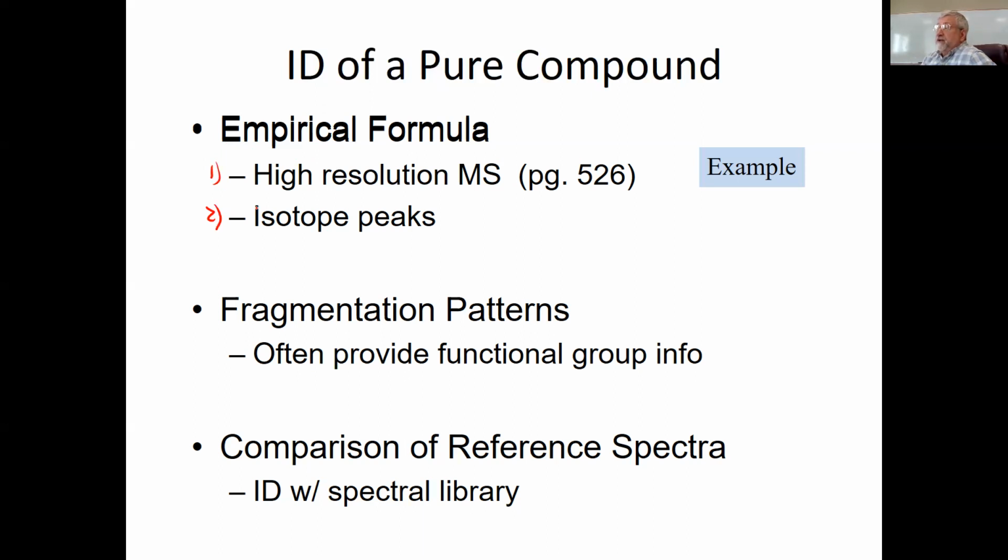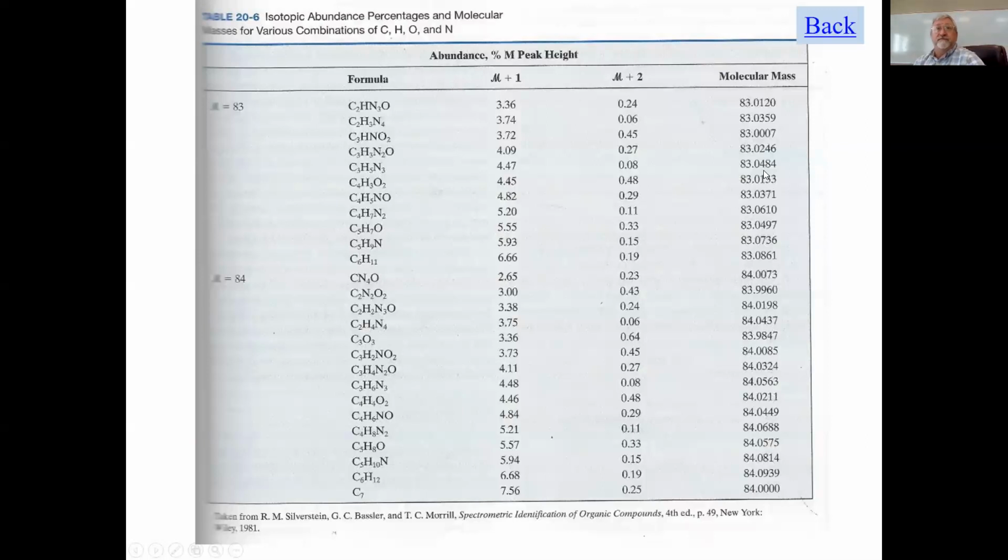We're going to spend most of our time looking at the isotope peaks, but if you had a table, if you have high resolution, those go to the 10,000 place in the molecular mass. And so if you have a high resolution instrument, you're going to be able to measure the molecular mass pretty accurately. And notice that off to the left column, it says 83 and 84.